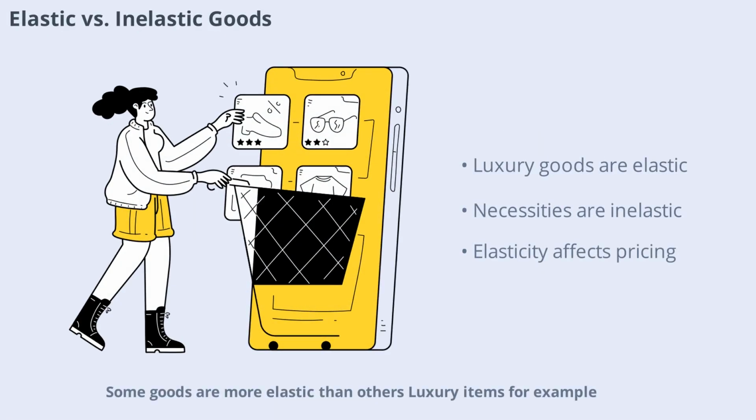Some goods are more elastic than others. Luxury items, for example, tend to be elastic because people can easily cut back if prices rise. Necessities like bread or medicine are usually inelastic. People need them regardless of price. Recognizing which goods fall into each category helps businesses and governments make better decisions about pricing and policy.